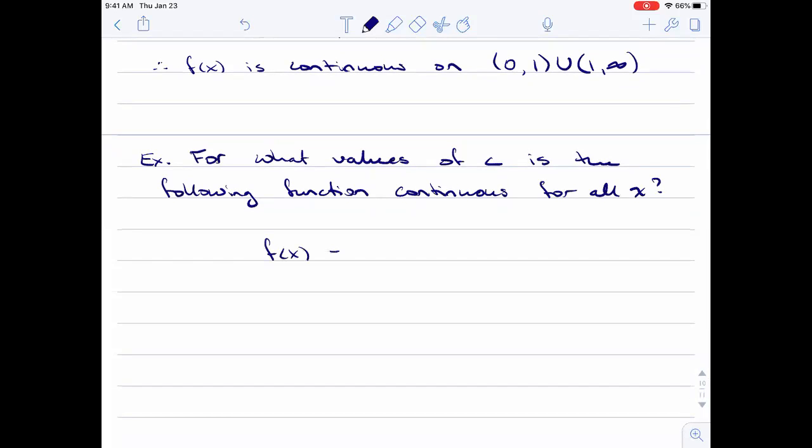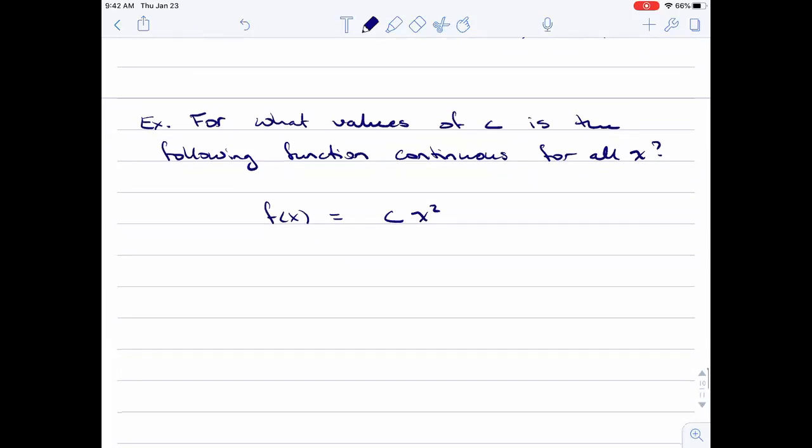Our function is f of x equals cx squared, and it's going to be a piecewise function. Cx squared plus 2x if x is less than 2. And it's going to be x to the power of 3 minus cx if x is greater than or equal to 2.